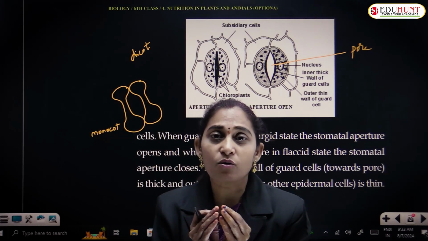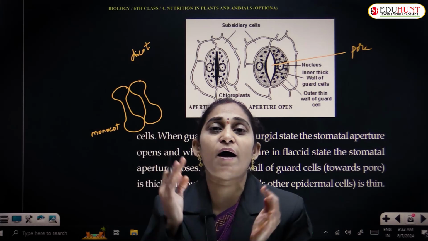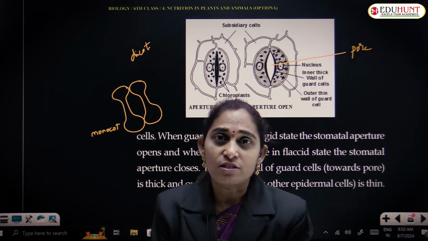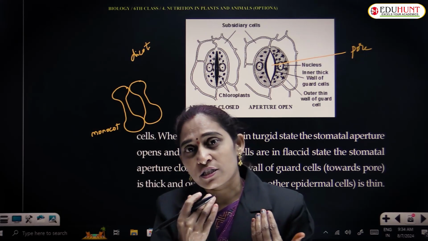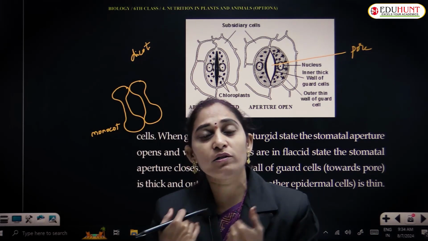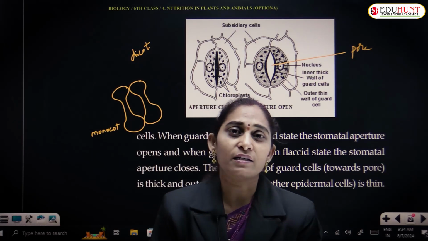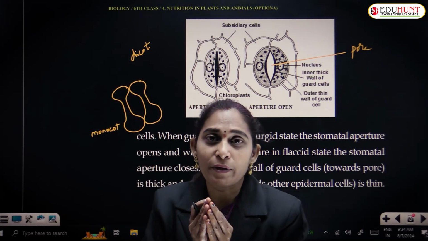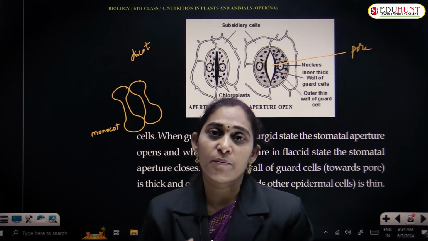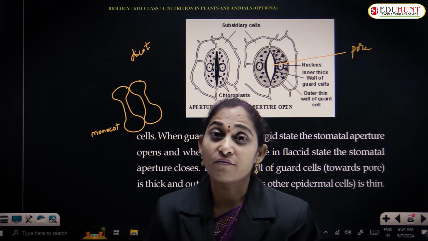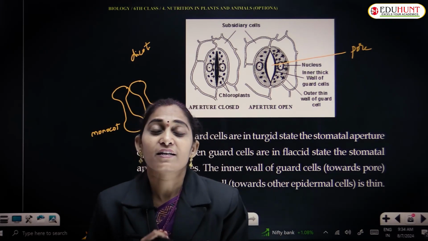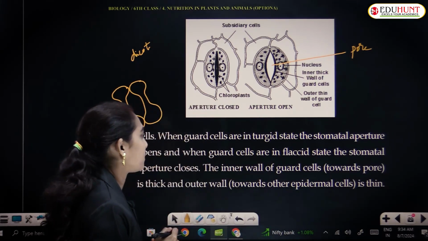If the stomata are open, what happens? Water evaporates, water escapes through the stomata. If the cells close, the CO2 essential for photosynthesis will not get in. So there is a difficulty. If it opens, water escapes. If it closes, CO2 will not come in. So there is a difficulty. For that reason, they open their stomata during night. That is called scotoactive stomata.